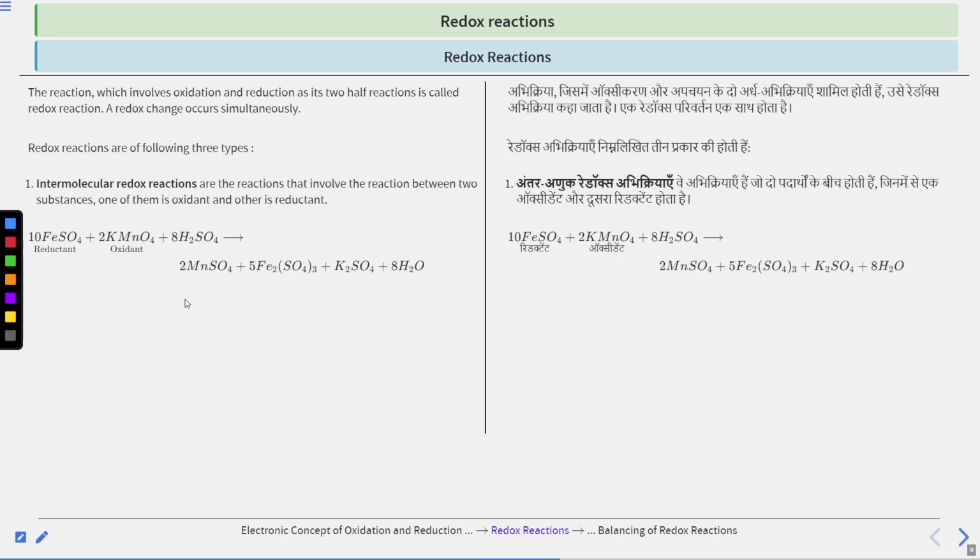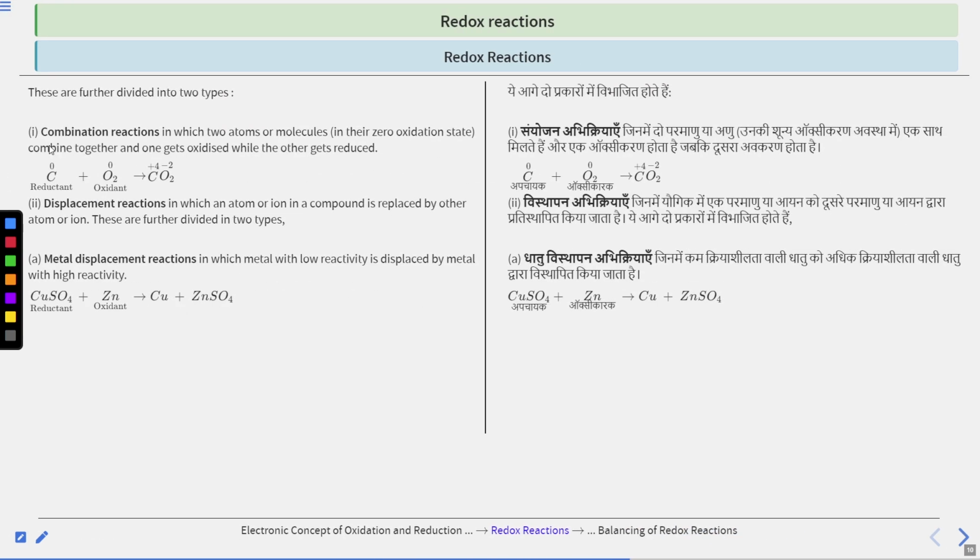Now let's see another thing: these are further divided into two types. Intermolecular redox reaction is divided into two types. First is combination, second is displacement. Combination reaction, as the name says, is one in which two atoms or molecules combine together. But the two atoms which are combining should be in their zero oxidation state. They combine together, and one gets oxidized while the other gets reduced.